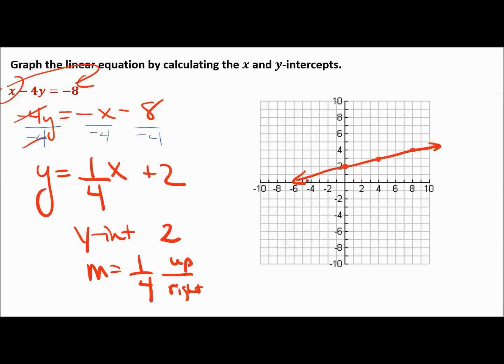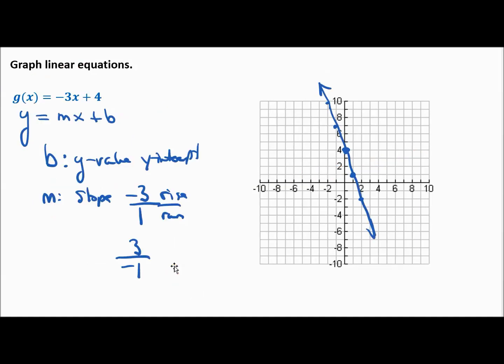Now to remind you, notice this is an increasing line. It's rising from left to right because we have a positive slope. If I go back a few problems, notice this guy is falling from left to right or decreasing because I have a negative slope. -3 was my slope.